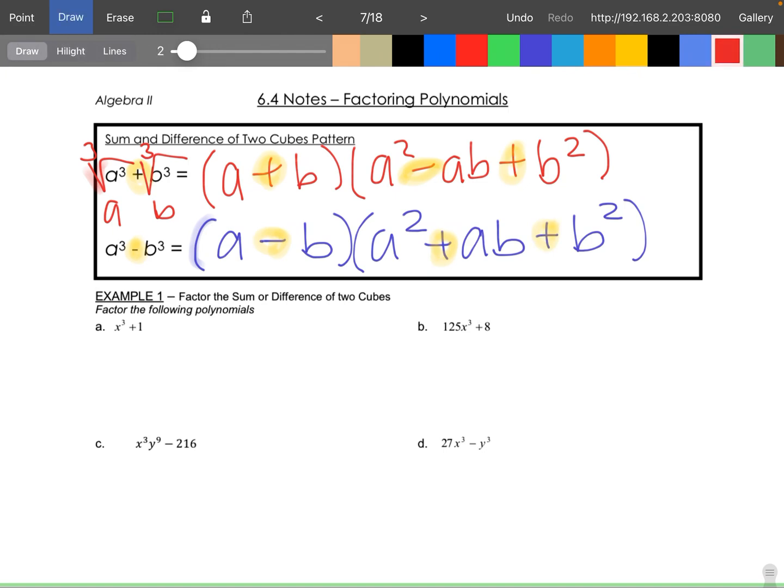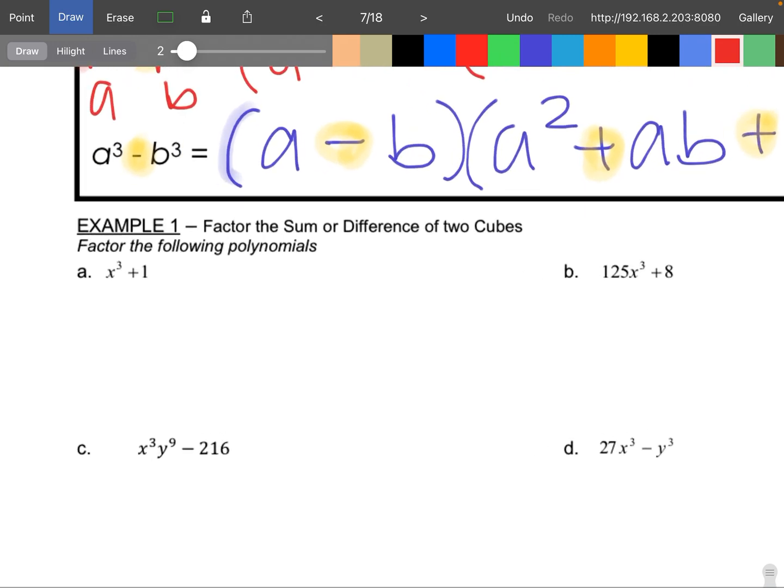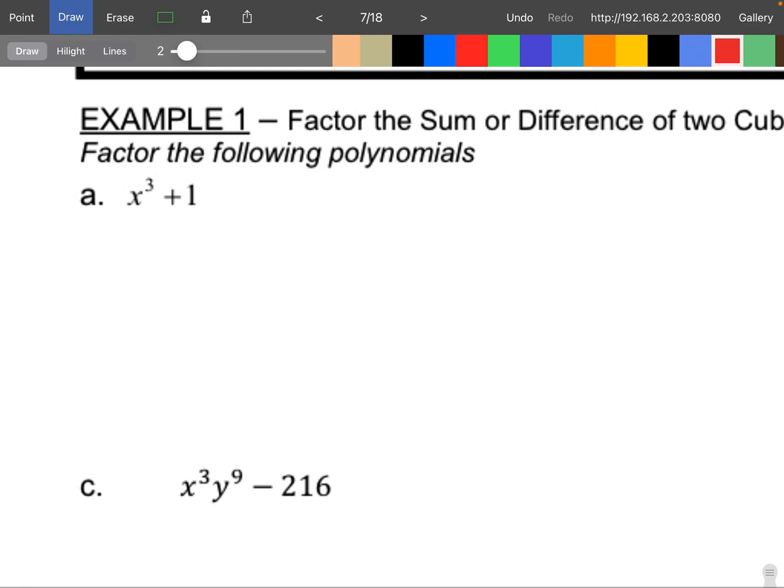Let's go ahead and try example 1a. Factor the following polynomial, x cubed plus 1. Let's zoom on in here. Again, I'm going to need to take the cube root of both to find my a and my b. The cube root of x cubed is just going to be x. And the cube root of 1, which is going to be my b, is just 1. Hopefully you see 1 times 1 times 1 is 1. So 1 to the third is 1, so the cube root would be 1.